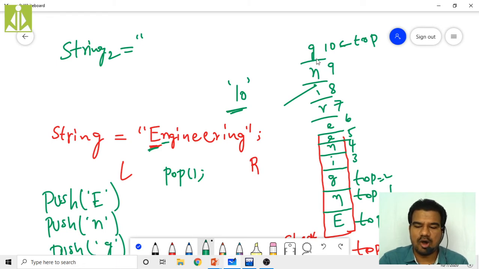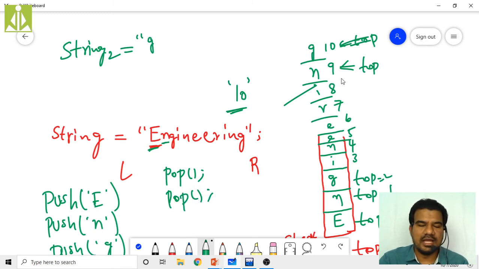So G gets popped, isn't it? G gets popped, so G will come over here, and my top gets decremented. My top will become 9 now. My top will point to this location. So again, perform one more pop operation.